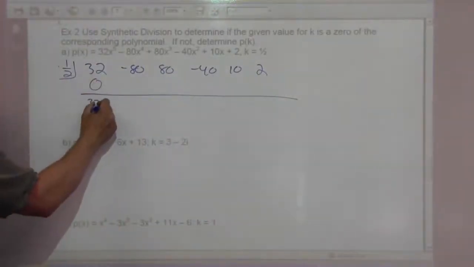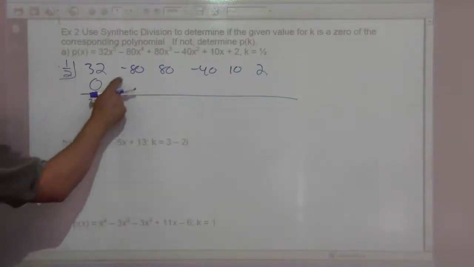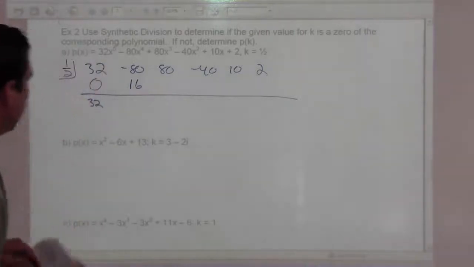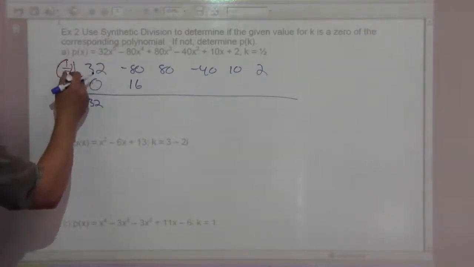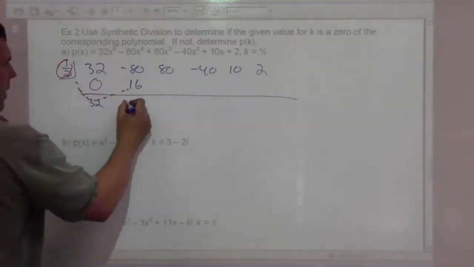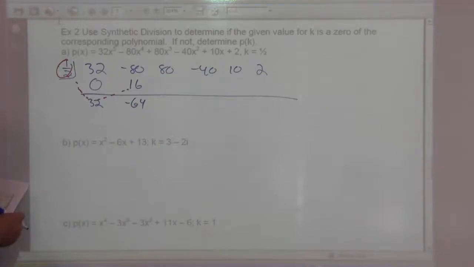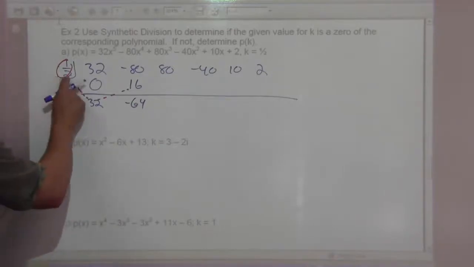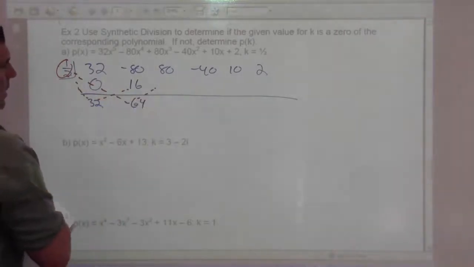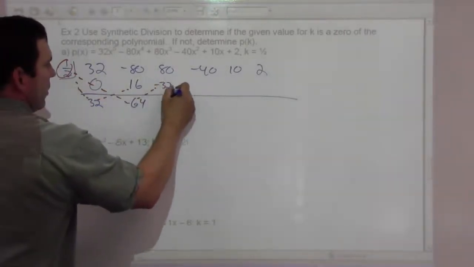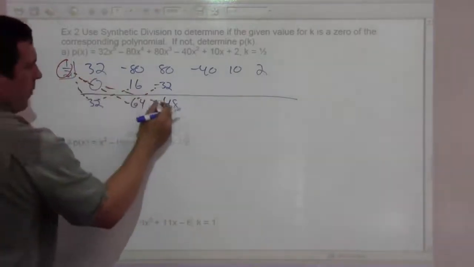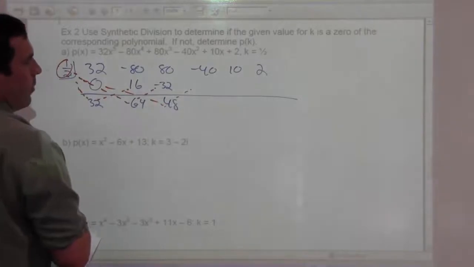32 plus 0 is 32. 1/2 times 32 is what? 16. So let me stress that. I did a 1/2 times 32 made us the 16. We add straight down, we're going to have negative 64. Then we do 1/2 of negative 64, which is negative 32. We're going to have 48. 1/2 of this 48 gives us 24.